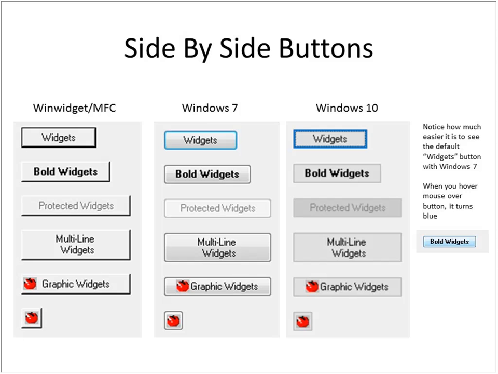You will also notice on the Windows 10 buttons that there's only one shade of gray, so it lacks the depth. It's really just simplified. In fact, it looks and feels more like the Winwidget and MFC buttons, but when you hover your mouse over the button, it changes to a light blue background and stuff like that. So it's a combination of the MFC and the Windows 7 buttons.